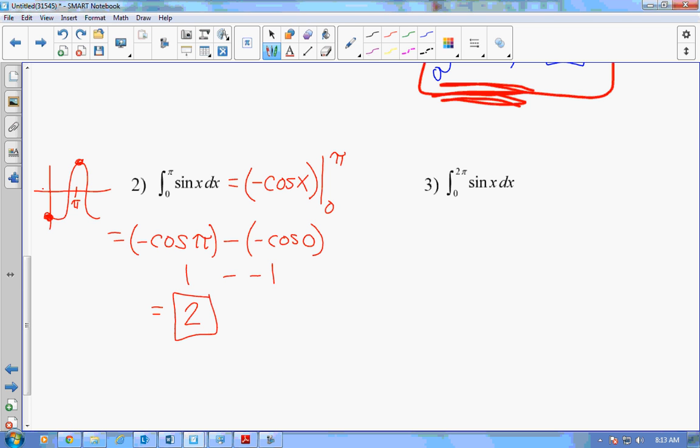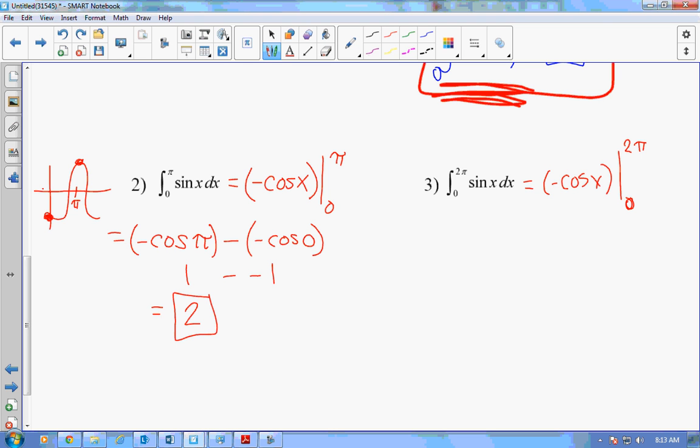Interesting. Do you remember the notes from last time I told you to memorize something? The integral of sine evaluated from 0 to pi is always 2. That was one you're supposed to memorize. And now you can see why. It is 2. Okay? But this one is 0 to 2 pi. So the integral of sine, we've already done, is negative cosine x. This time evaluated from 0 to 2 pi.